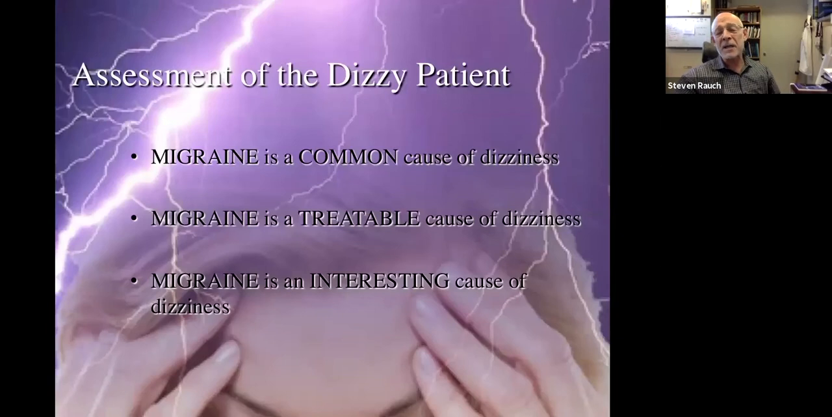So migraine is an extremely common cause of dizziness and vertigo. In fact, it's 10 to 15 times more common than Meniere's disease as a cause of episodic vertigo and dizziness. It's treatable. It's real. The biology is really interesting if you want to dig in and learn about it.